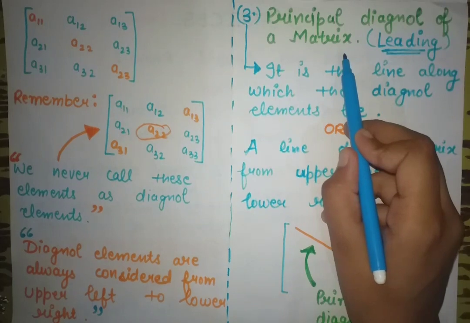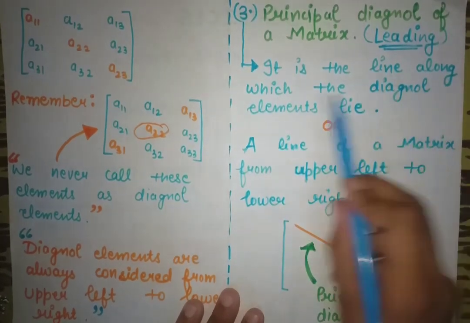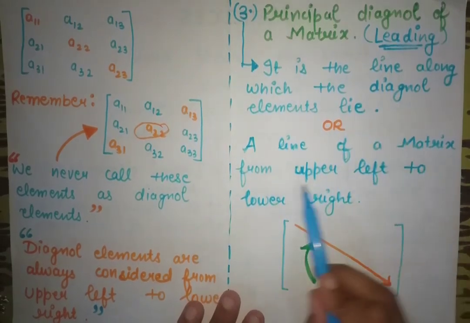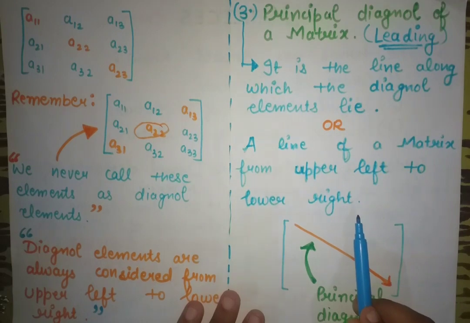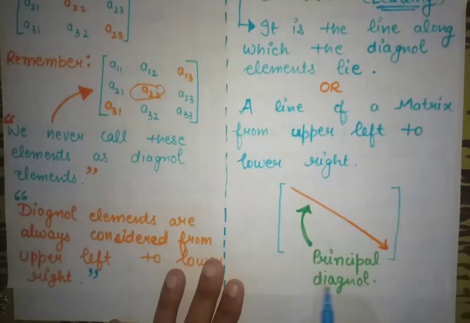Principal diagonal of a matrix, also known as leading diagonal. It is the line along which the diagonal elements lie, or a line of a matrix from upper left to lower right. It is as similar as we have learned in the previous case. This is called principal diagonal.